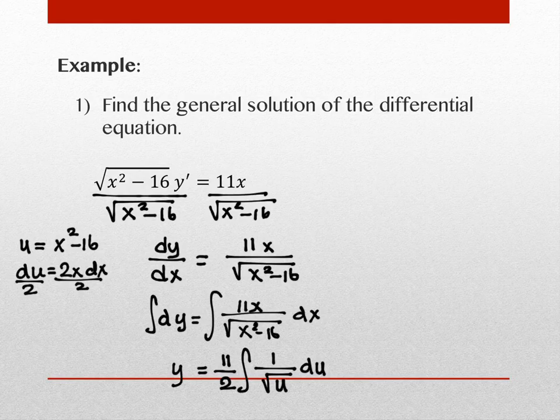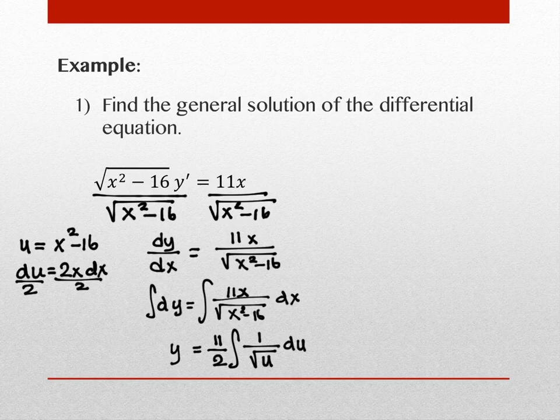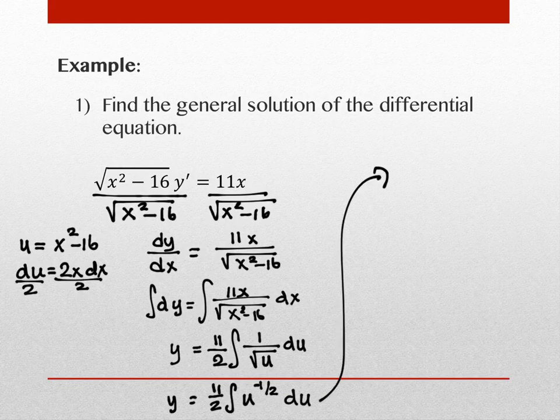It's much more common for us, in terms of finding an antiderivative at this point, to have that written as y equals 11 halves. That part's fine. And then the integral of u to what power? Yeah, negative 1/2. You got it. All right, so now we're going to be able to integrate that. So we have y on the left. We have 11 halves to start with on the right. What's the antiderivative of u to the negative 1/2?